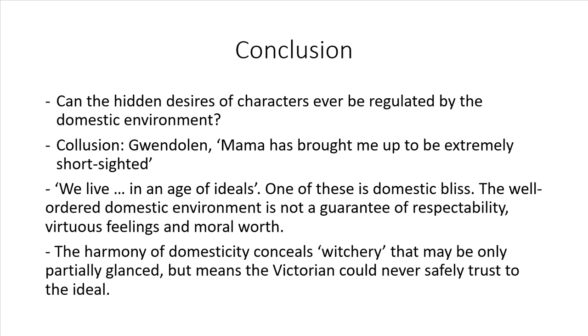Here my conclusion is, can the characters and the desires of characters, the inner life of characters, the witchery of the glance ever really be regulated by the domestic environment? Doesn't this just produce deception and deceit? Gwendolen seems to underline this when she says that Mamma has brought me up to be extremely short-sighted. She also says at one point we live in an age of ideals. And one of these ideals, I want to say, is domestic bliss. The well-ordered domestic environment is not a guarantee of respectability, virtuous feelings, and moral worth in these texts. So that's my concluding paragraph, wrapping up the argument.